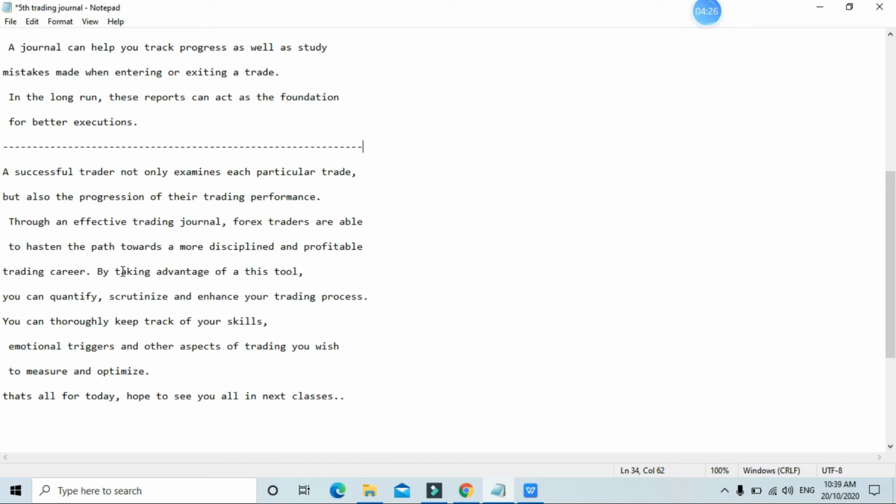By taking advantage of this tool, you can quantify, scrutinize, and enhance your trading process. You can thoroughly keep track of your skills, emotional triggers, and other aspects of trading you wish to measure and optimize. So trading journals are very, very important, so we need to keep track. You need to do your trading plan. You have to keep track of your trading journal, so you must know what you are doing every month. This is very basic for a beginner Forex trader.